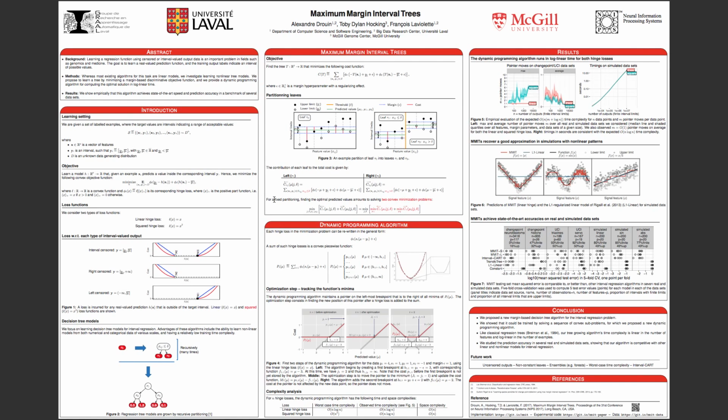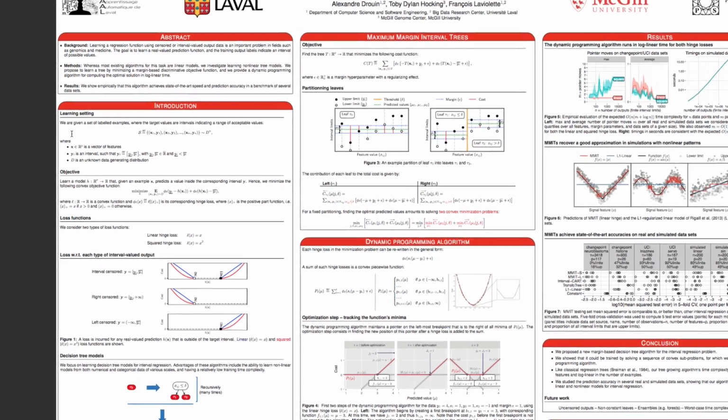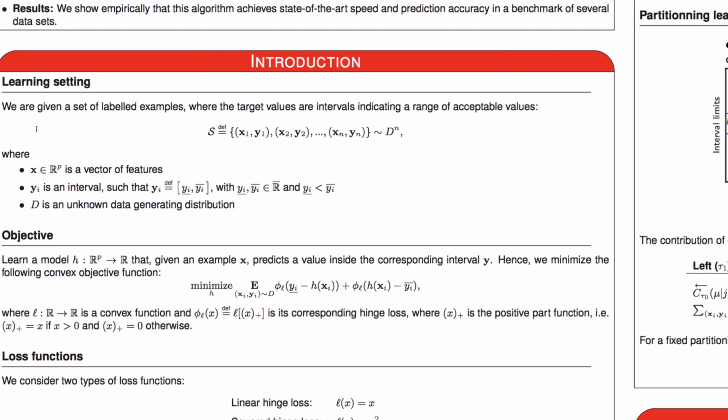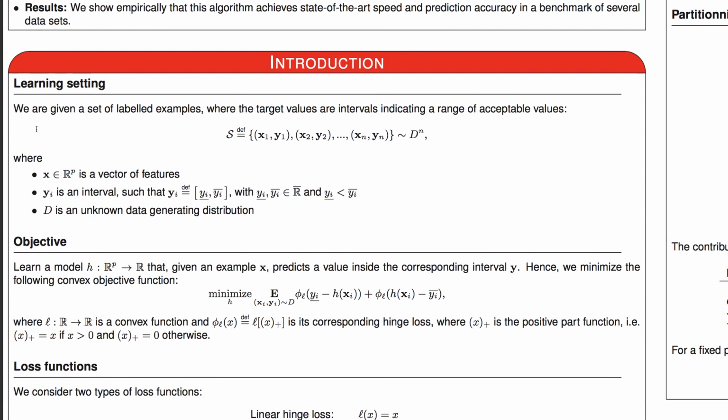This short video will present our NIPS 2017 paper on maximum margin interval trees. This is joint work with Toby Hocking of the McGill University Genome Center and François Laviolette, who is my PhD supervisor at Laval University. So in this paper, we propose a nonlinear algorithm for interval regression.